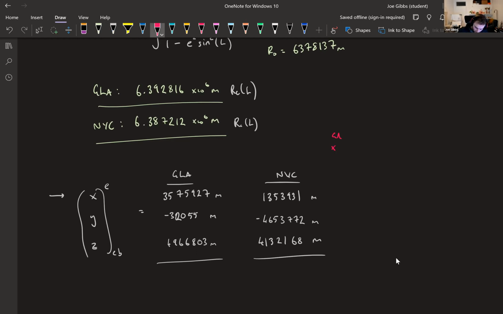Now we've got our two points on the sphere: GLA, and over there somewhere, New York. We want to work out this great circle distance between them. Imagine a sphere: that's the shortest distance between the two points on the surface of the sphere, so confined to that surface.